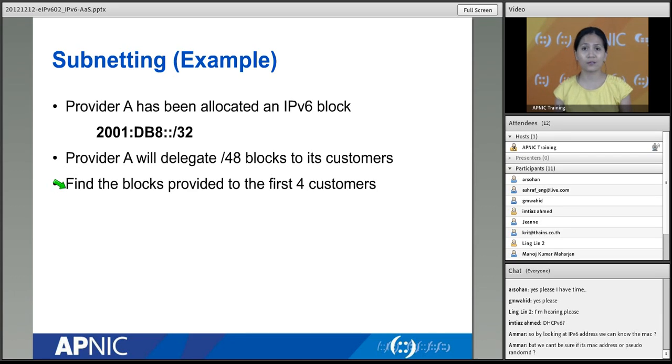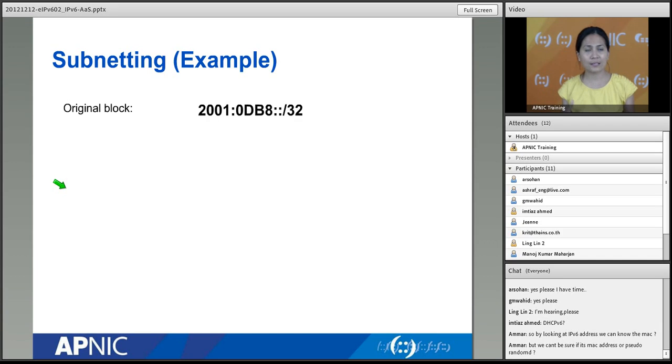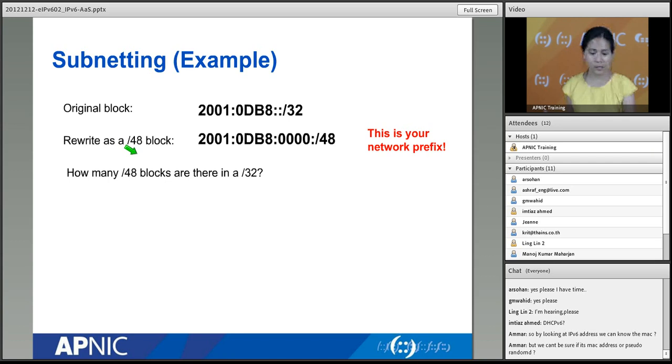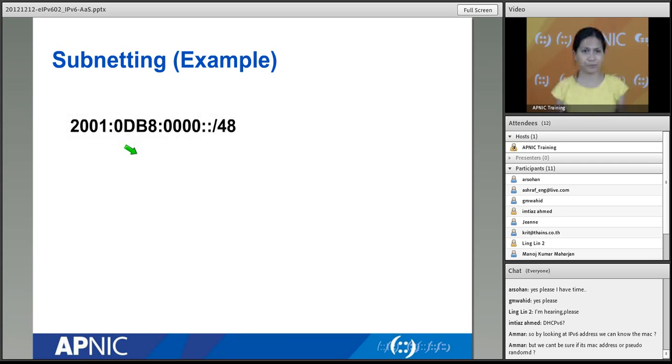We have a /32 block. We are a service provider, and we are providing /48 blocks to our customers. Now my question is, what is the first of the blocks that is given out to the first four customers? So basically, you have this original /32 block. Now what you do is just extend it so that you have your /48 blocks, okay? So that means you are adding an extra field.